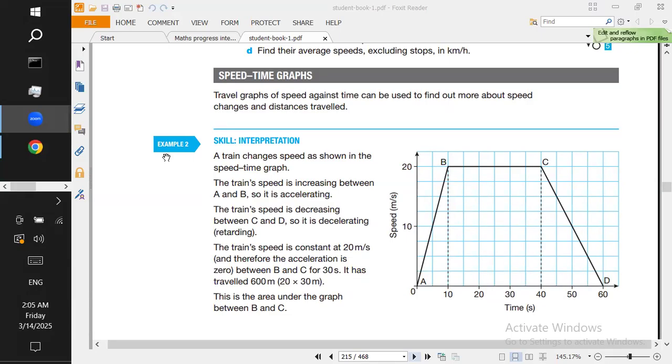In this video, we're going to talk about speed time graph. As you can see here, this is a speed time graph. On the vertical axis, you have speed. On the horizontal one, you have time. So this speed here is in meters per second and the time is in seconds.